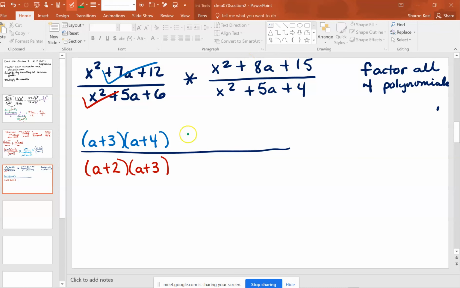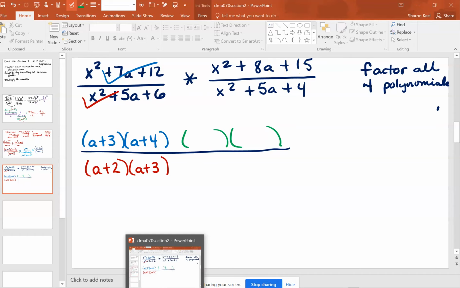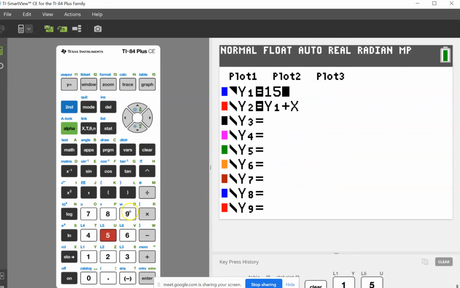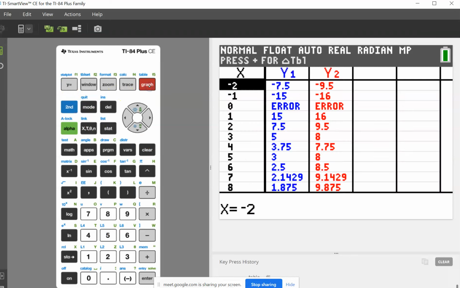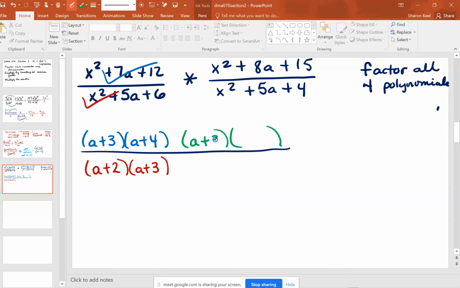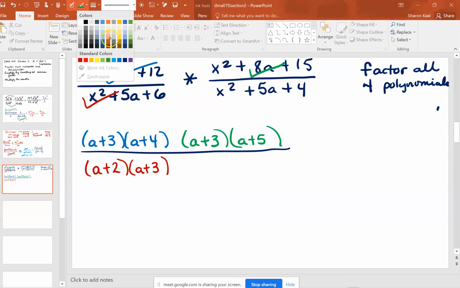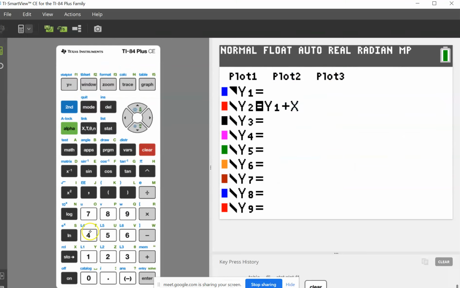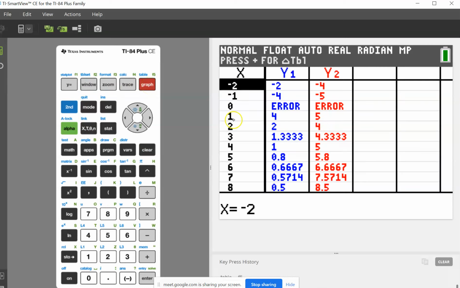Okay, let's come up here to the top right. I'm going to factor this. 1 times 15 is 15. I'm going to look for an 8. So 15 divided by x, I'm looking for a positive 8. I've got a 3 and a 5. Check that one off. And one more. Let's factor this denominator. 1 times 4 is 4, and we're looking for a 5. And a positive 1, positive 4.